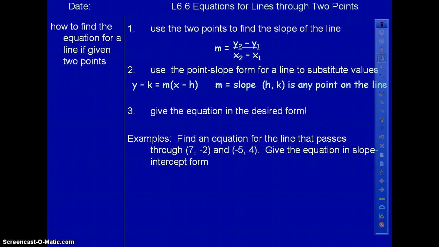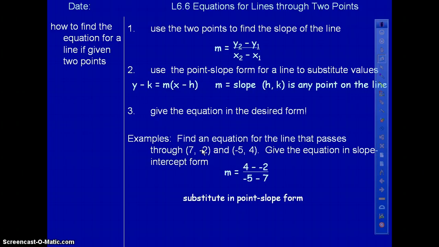So taking a look, find an equation for the line that passes through the points (7, -2) and (-5, 4). Give the equation in slope-intercept form. First, we would need to calculate the slope, again using our formula for slope. You can see that the order that I decided to use was 4 minus negative 2 for my y's. So that locked in that order for the x's as negative 5 minus 7.